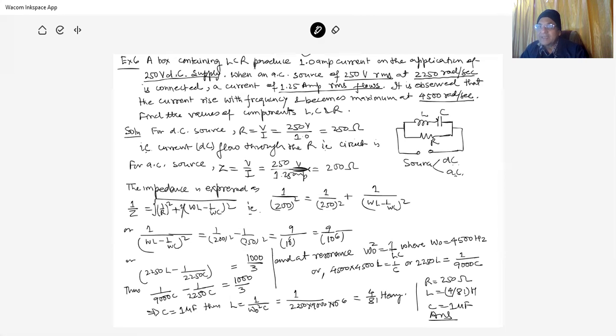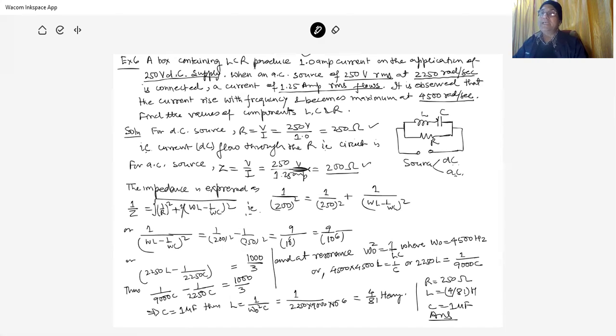You see, in DC there is a current flow. It means the circuit has connectivity, and that circuit has resistance. So for the DC, resistance is 250 upon 1, so this is 250 ohm. Now on the AC, the current is 1.25, means there is some bypass through which the current is also flowing. So in case of the AC, the impedance of the circuit is V upon I, that is 250 volt upon 1.25 ampere. So it is 200 ohm.